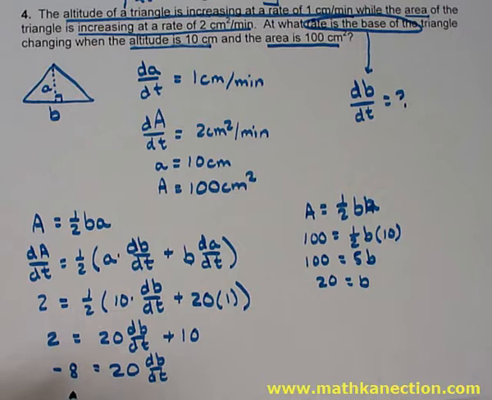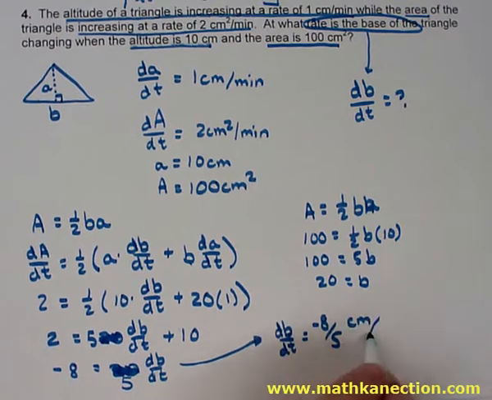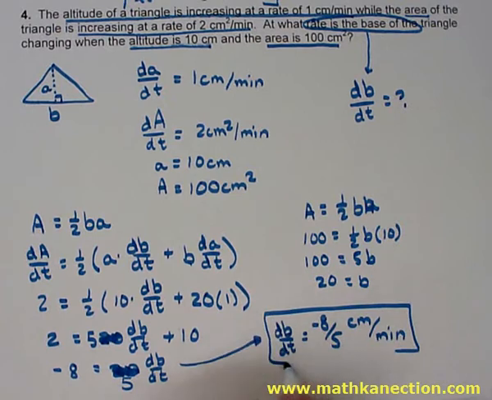And then solving for db/dt by dividing both sides by 5, we get db/dt is equal to -8/5. And since b is measured in centimeters and time is measured in minutes, our answer then is -8/5 centimeters per minute.